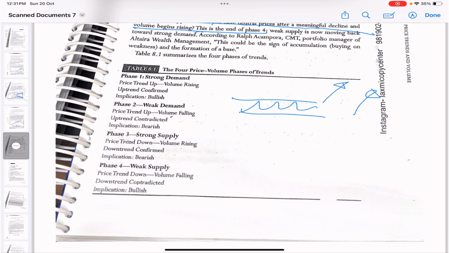And then we have a strong supply where the price is going down and the volume is increasing, which means there is a confirmed downtrend and the implication is bearish. And then we have weak supply, which means that the price is going down and the volume is falling. The volume is not supporting the downtrend which is going on. And then we have an implication that is bullish.